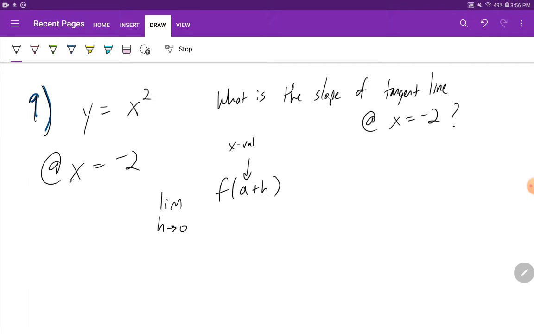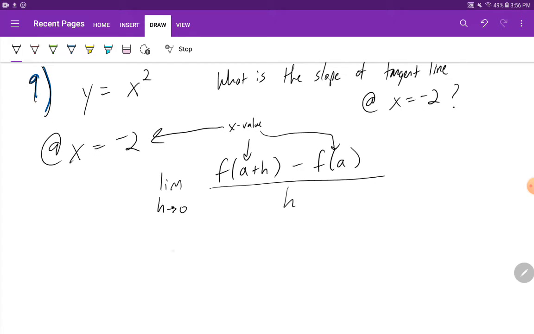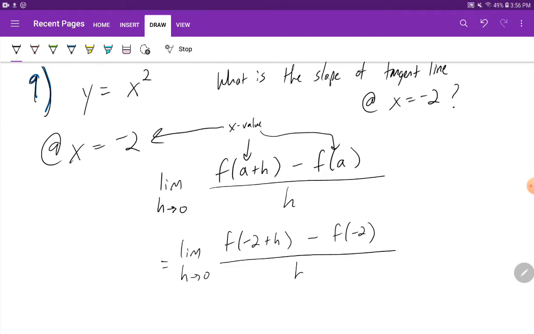The x value, in this case, is going to be -2, and then minus f of a, which is also that x value, all over h. All we need to do for this one is plug in our a value. In this case, our a value is -2, so we have f of -2 plus h minus f of -2, all over h.